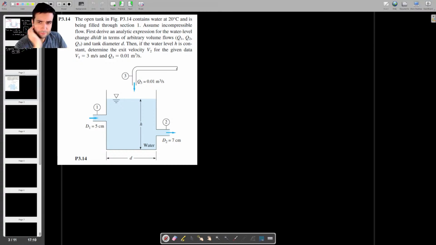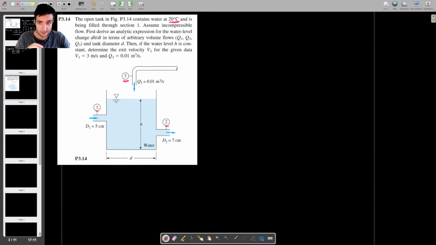In this question we are looking at an open tank, and there are a few inputs and outputs, or inflows and outflows. You've got water going in through point 1, water going in through 3, and then 2 is acting as the only place where the water is leaving the system. What we know is that we can assume that the water is 20 degrees Celsius and is being filled through section 1 and section 3 as well.